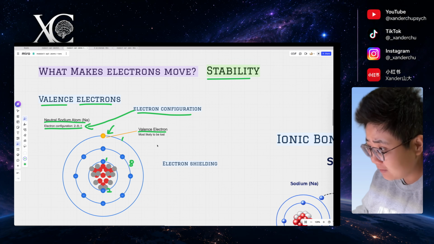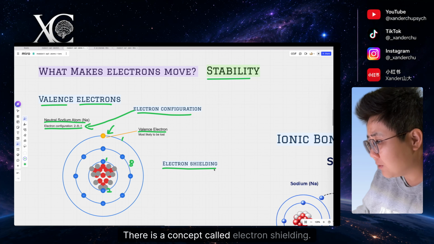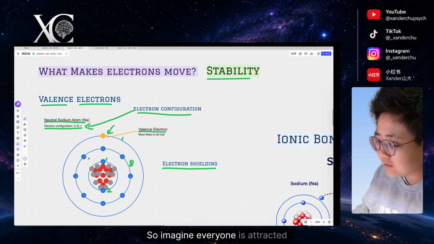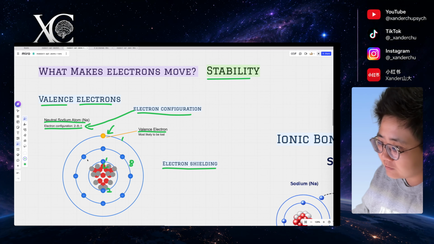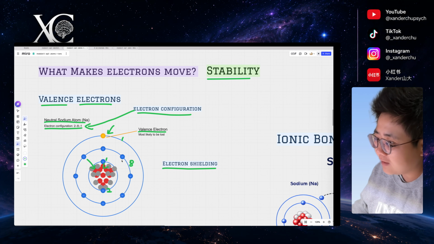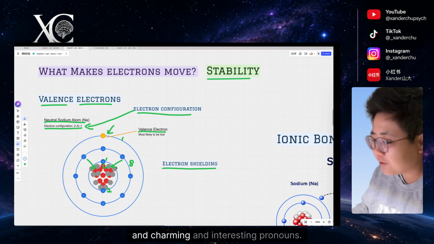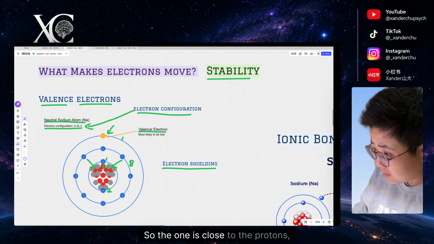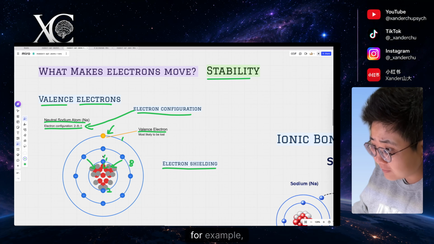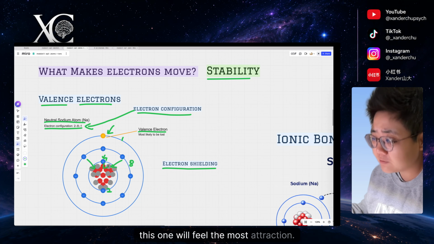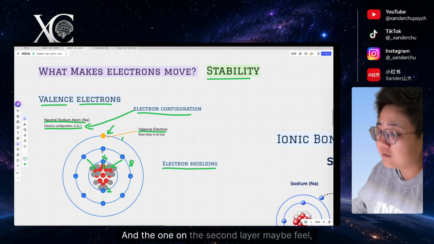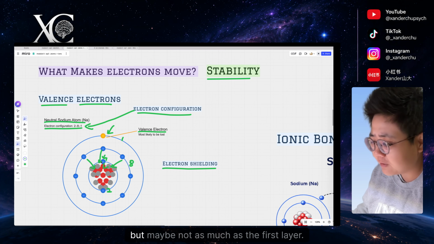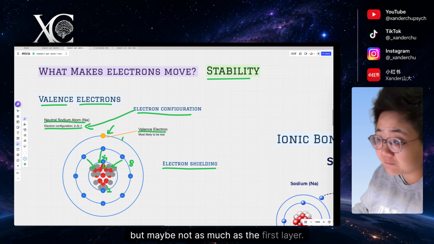And why? There is a concept that's called electron shielding. So imagine everyone is attracted to the miraculous and charming and interesting protons. So the one that is close to the protons, for example, this one, will feel the most attraction. And the one on the second layer maybe still feels a lot of attraction, but maybe not as much as the first layer.